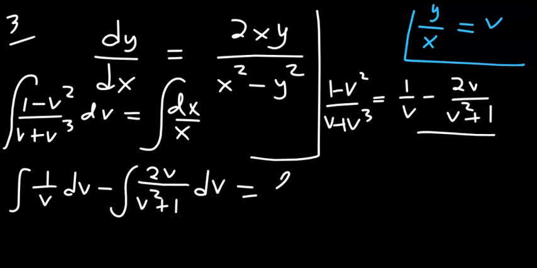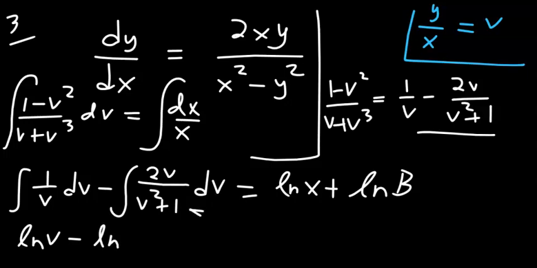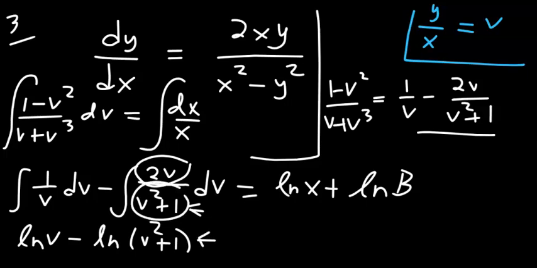And the right-hand side is just natural log of x plus an integration constant. You can call it natural log of b. The left-hand side integrals can be easily evaluated. The first integral is natural log of v. The second integral is just the natural log of the denominator, which is v squared plus 1. As you can see again, the numerator is the derivative of the denominator with respect to v. So the answer is just the natural log of the denominator itself.